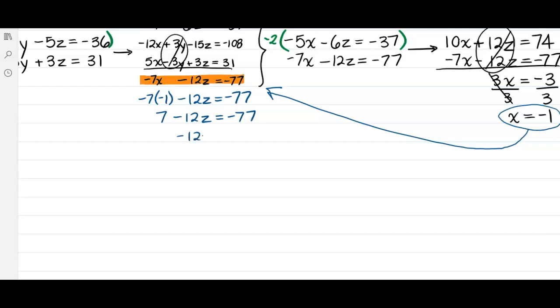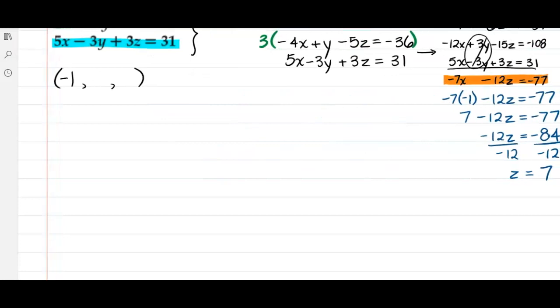Subtracting 7 from both sides and dividing by negative 12. Negative 84 divided by negative 12 is 7. So that fast, I have my next part. Z is 7, x, y, z.